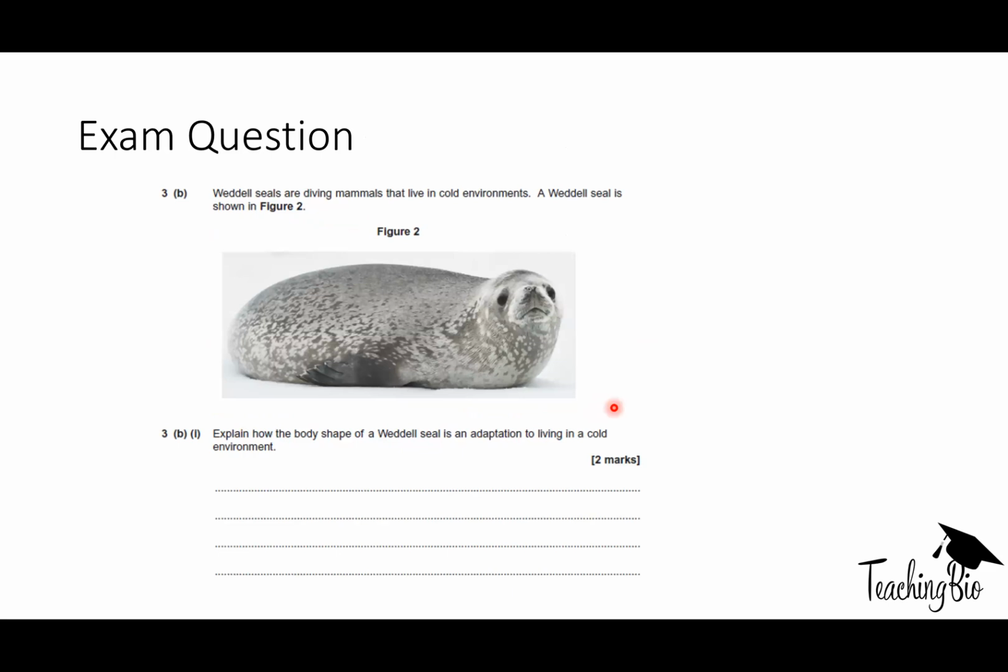And in the context of this question here, that's important for these types of seals so that they're adapted to live in these cold environments. By having a small surface area to volume ratio, less heat energy will be lost in respiration, so more heat energy will be retained, therefore meaning that it can survive in a cold environment.